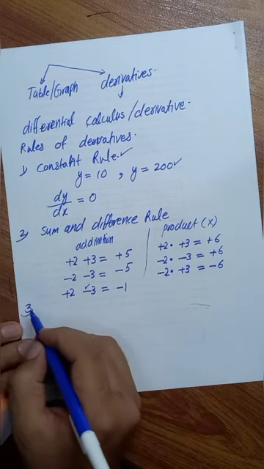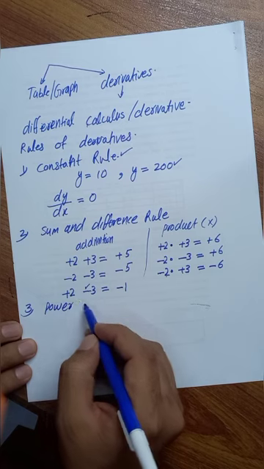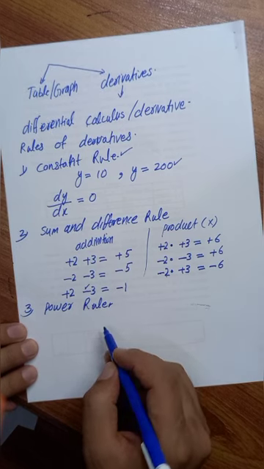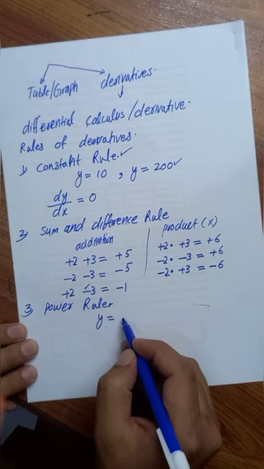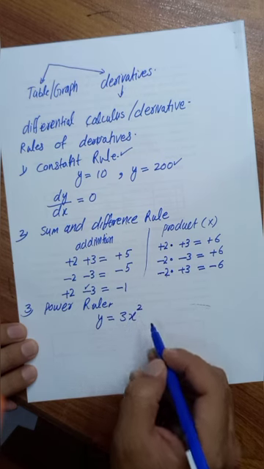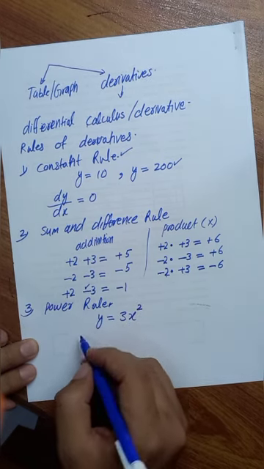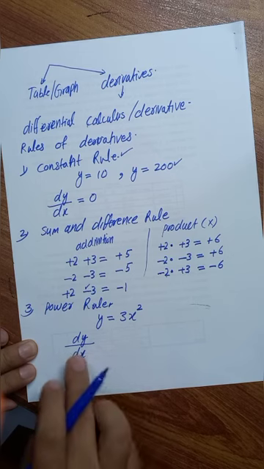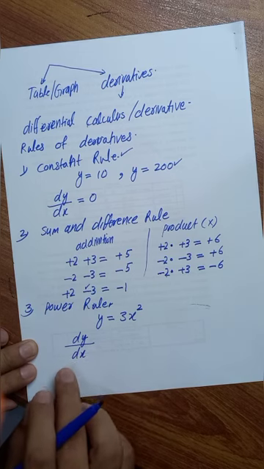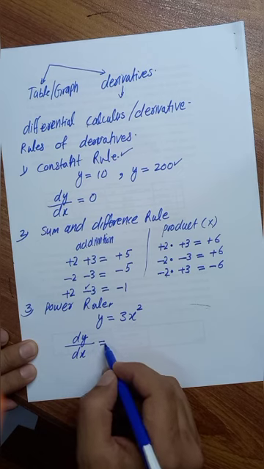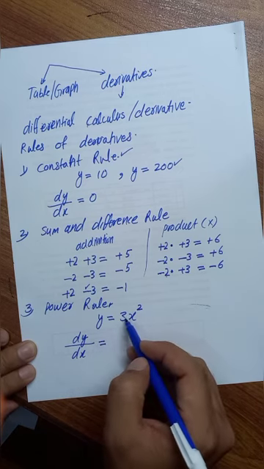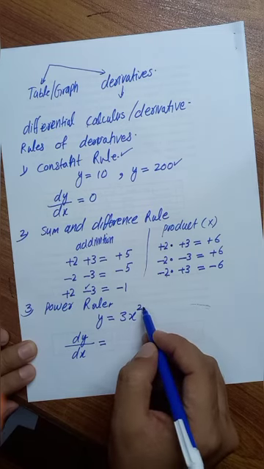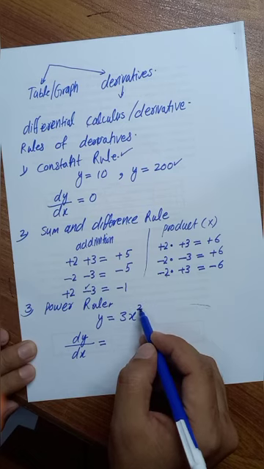The third rule is the power rule. In the power rule, let's say y is equal to 3x square. When we are going to do the derivative, we write dy divided by dx. You know, this is the general form of derivatives. We should write in this form. And in the power rule, the power will be multiplied with the coefficient, and after that we will subtract 1 from the 2.